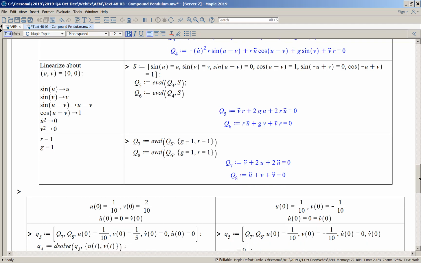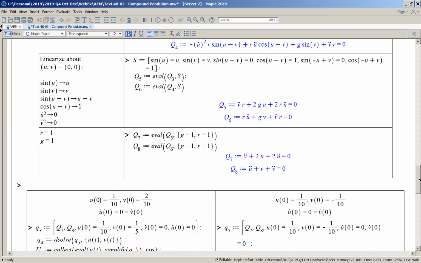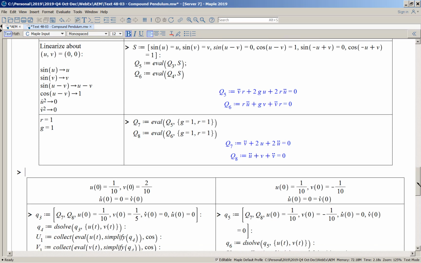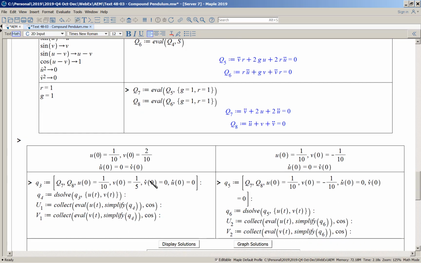I'm going to solve them twice with two different sets of initial conditions. First, I'm going to swing the top mass to the right and then swing the bottom mass to the right of that. Then let it go. No velocity imparted. Alternatively, I'm going to swing the top mass to the right and the bottom mass to the left. Again, just let it go. So these equations can be solved in Maple.